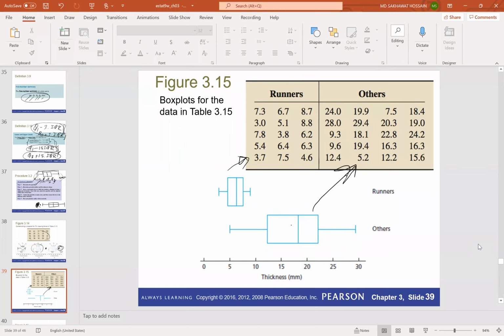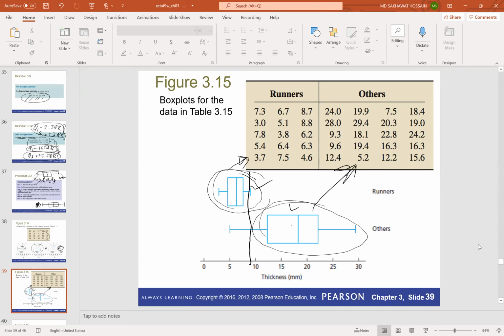So how can we compare? If you look at this box plot and this box plot, what information can we get from this graph? You can see most of the numbers are smaller than the numbers in the second data set, right? Because the maximum value is here, right? So most of the numbers are smaller than the numbers in the second data set.